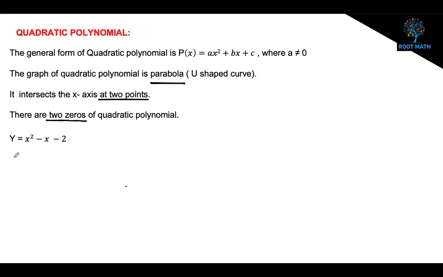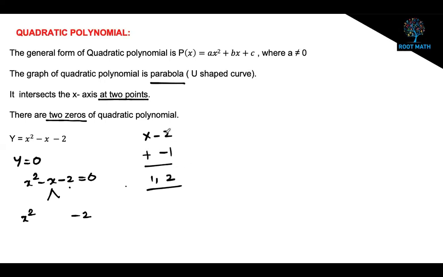To find the zeros of the polynomial, consider y is equal to 0. So x squared minus x minus 2 is equal to 0. Now I want to factorize this to find the number of zeros and the zeros exactly. So I'm going to use the splitting the middle term method. In x squared minus x minus 2, I'm going to split the negative x into two parts. So by multiplying, I want to get negative 2. By adding, I want to get negative 1. The two numbers are 1 and 2.